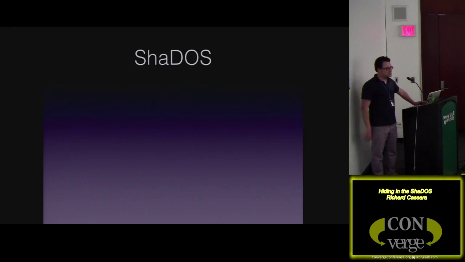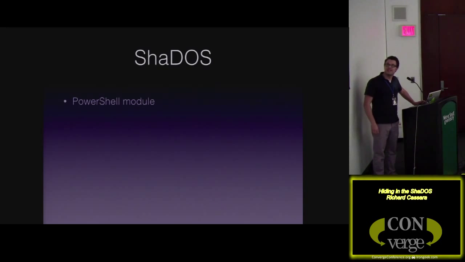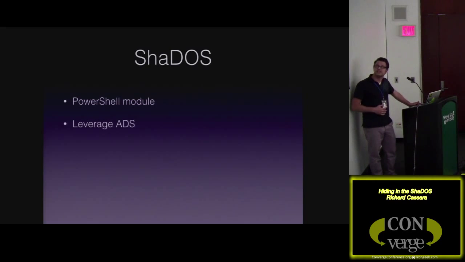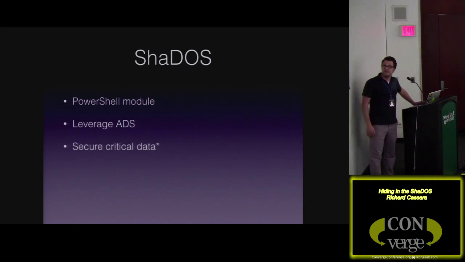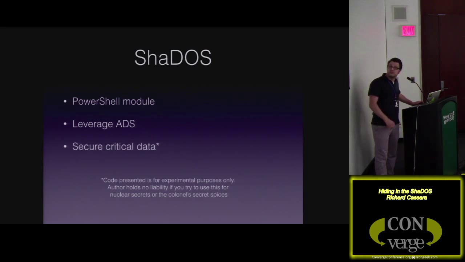So now to get into the actual meat of the presentation, this is ShaDOS. As I said, it's a PowerShell module, and it uses alternate data streams in Windows in order to hide data. So what you can do is take some critical piece of data and secure it. I have a disclaimer that this code is entirely experimental and for research purposes. If you try to actually secure anything important and lose it, I hold no responsibility for that.